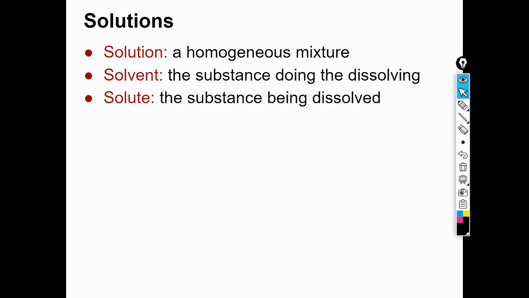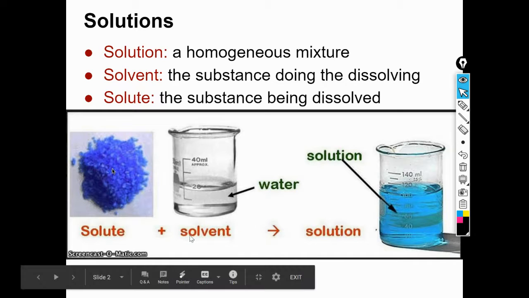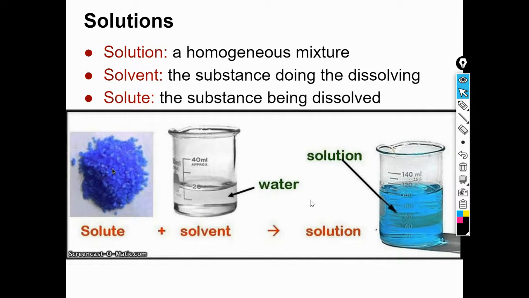If you mix sugar with water, sugar would be the solute, water would be the solvent. So we have solute plus solvent yields solution, meaning if I take a solid like this, that's the solute, I mix it with water, which is our solvent, together we get this, and this is some kind of copper-based compound in a solution.